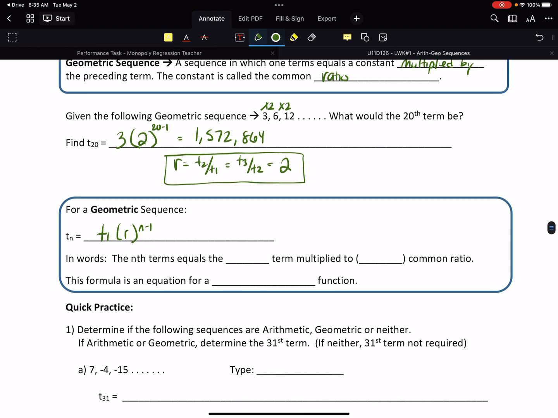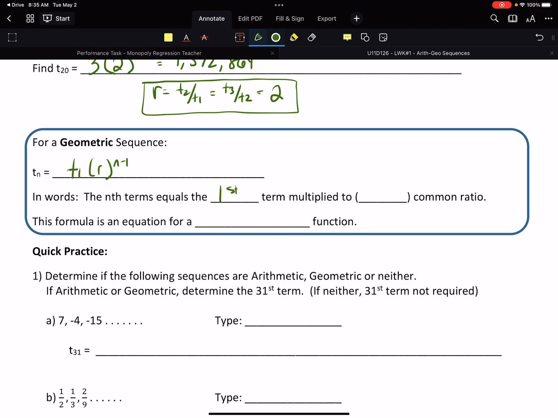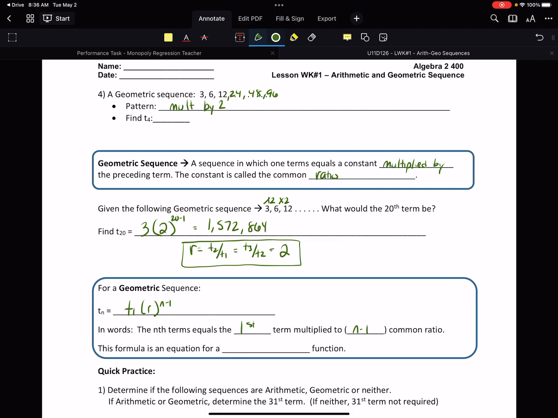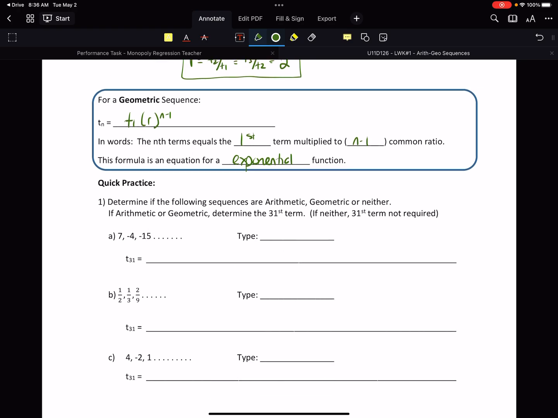All right, so in this situation, what does this mean? Well, it's the first term multiplied by n minus 1 common ratios. And being that we are drastically increasing, it's not going up 2 over 1, up 2 over 1, up 2 over 1. If we look at this sequence that we set up, up 3, up 6, up 12, up 24, we are exponentially increasing. We'd have an exponential function in that situation.